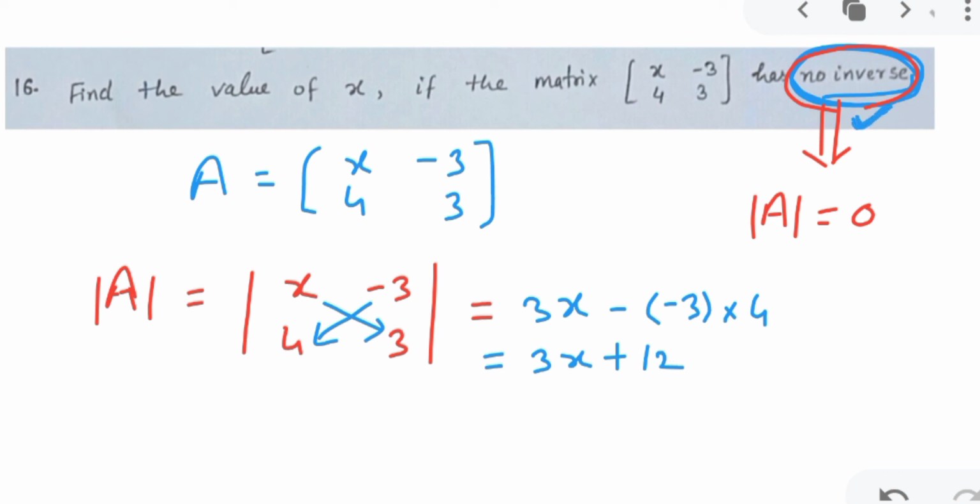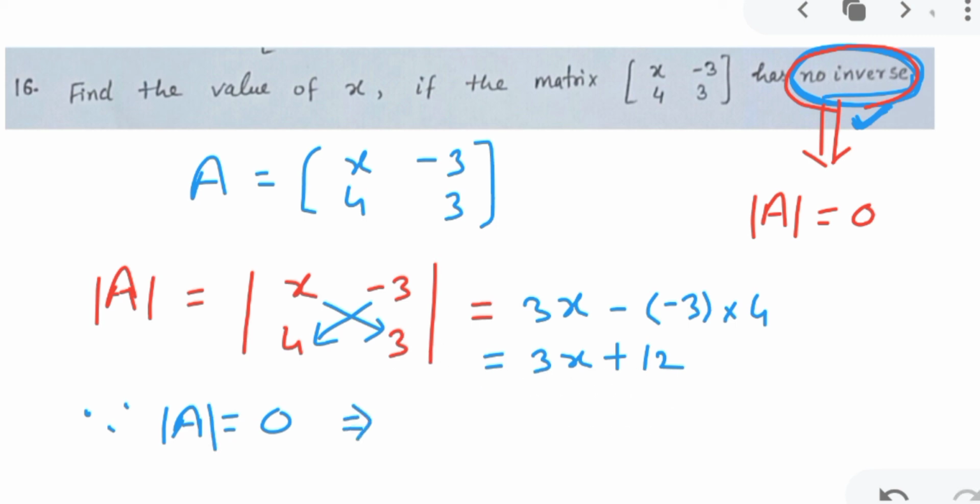But according to the information given in the question, no inverse means you will write, since determinant A is 0. If you want, you can write here: since it has no inverse, the determinant value will be 0. One line you can write. Since inverse is not possible, the determinant will be 0. So determinant is 0 means, what is the value of the determinant we found?